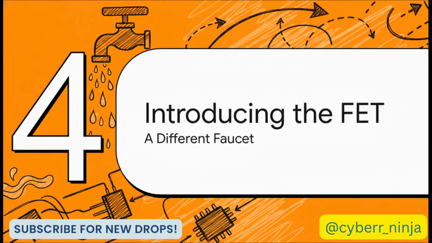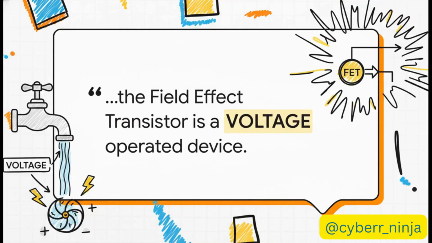Now, the BJT was an absolute revolution. But you know technology, it never ever stands still. So meet the next step in the evolution, the field effect transistor, or FET. It does the same job but with a really crucial, game-changing twist. And here is the key difference. Remember how the BJT was controlled by current? The FET is controlled by voltage.